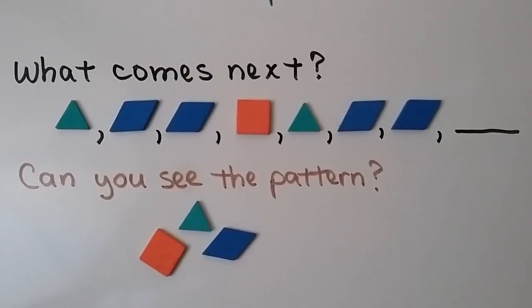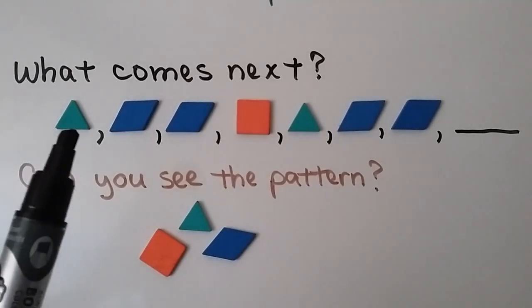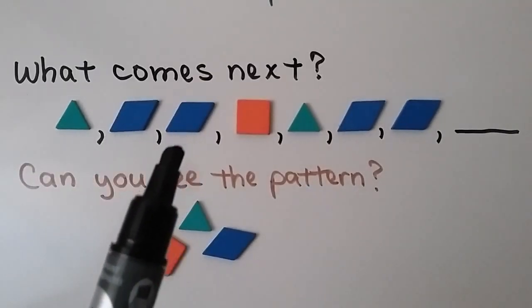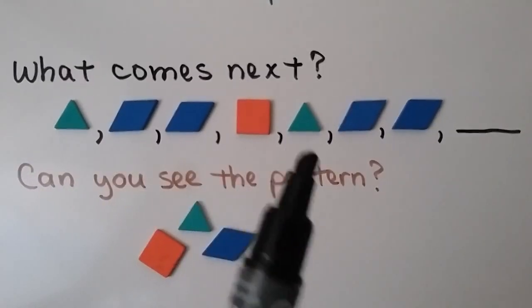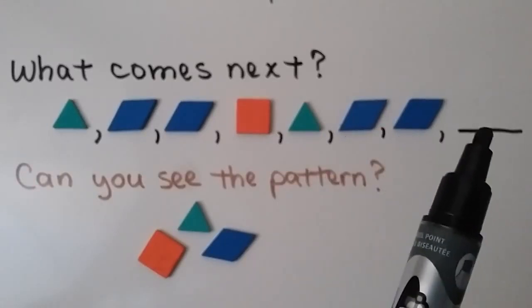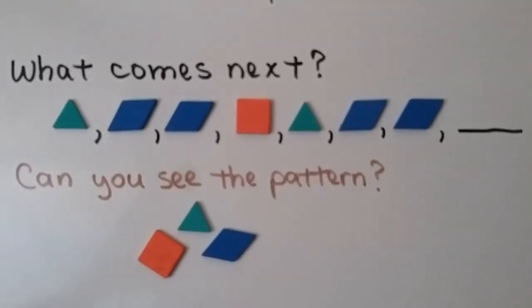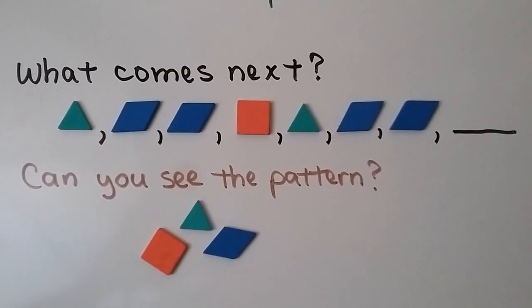Now look at these colorful shapes. They're making a pattern. Can you tell what comes next? We have triangle, rhombus, rhombus, square. Triangle, rhombus, rhombus. What do you think comes next? If you said square, you're right. The pattern is triangle, rhombus, rhombus, square, triangle, rhombus, rhombus, square.